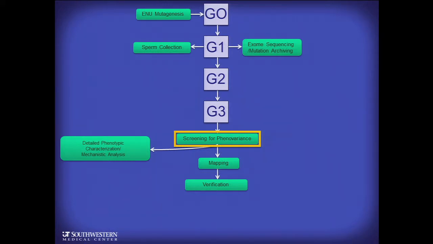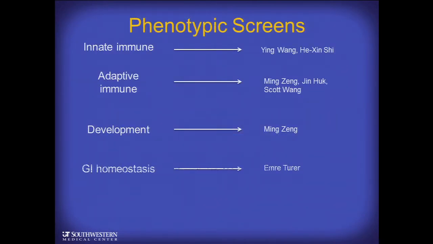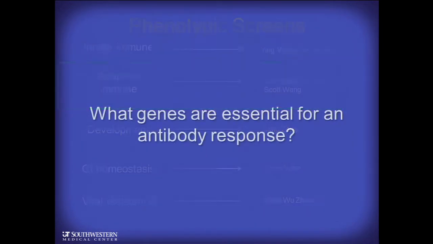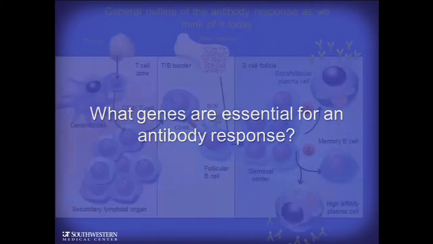We then screen the G3 mice while all of this is going on for phenovariants. And we have in all a total of 5 classes of phenotypic screens, more than 40 actual screens in all, and every mouse is screened with all of these screens. And I'm going to discuss today some adaptive immune screens. We're asking a simple question: what genes are essential for an antibody response in the mouse? And when I say antibody response, I'm talking about three different kinds of antibody response, three different kinds of immune challenge, two of which are dependent on T cells and one of which is T-independent.